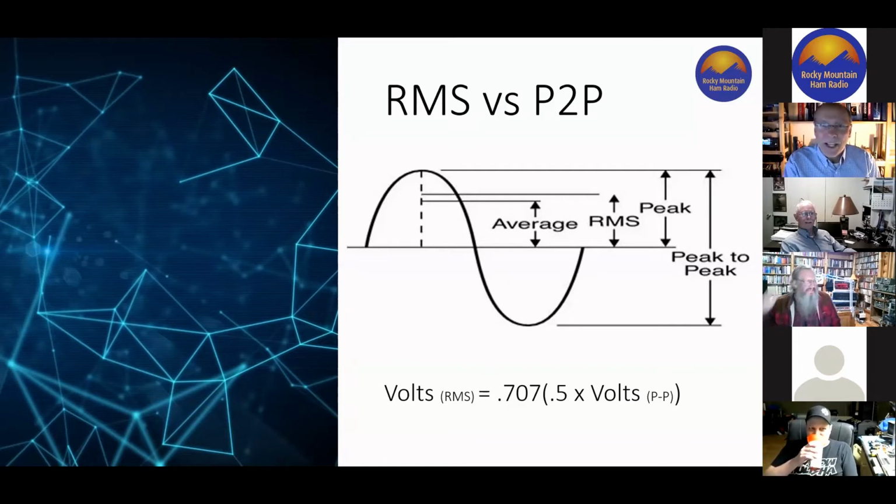But anyway, just in case you were thinking this was going to be about AC waveforms and RMS and peak to peak, what the difference is: RMS volts is equal to 0.707 times half of the peak to peak voltage. But that's not what we're going to talk about tonight.